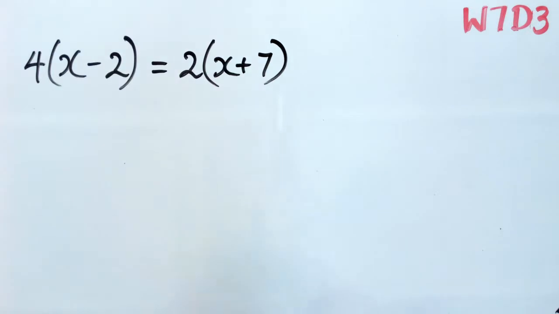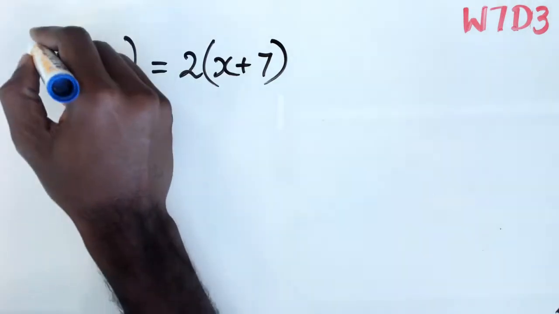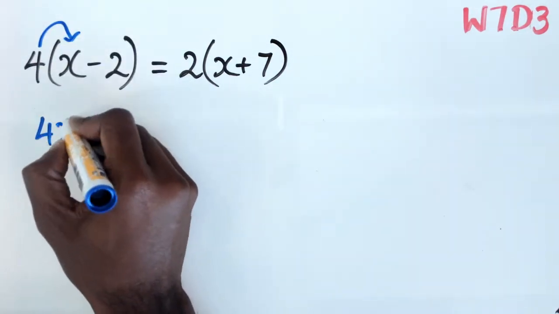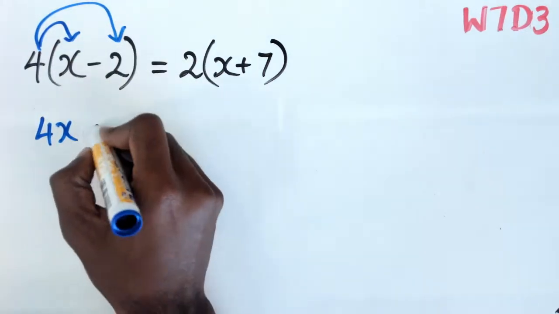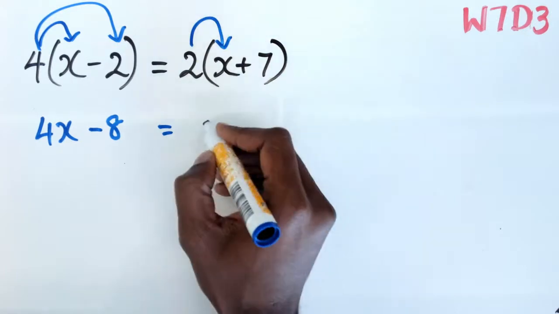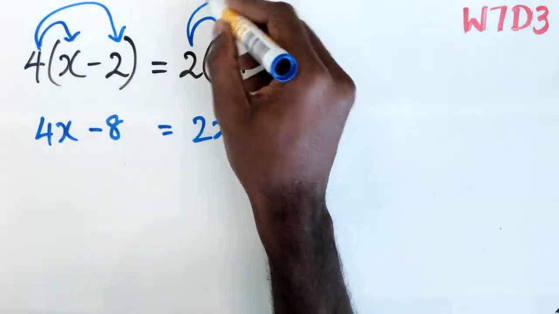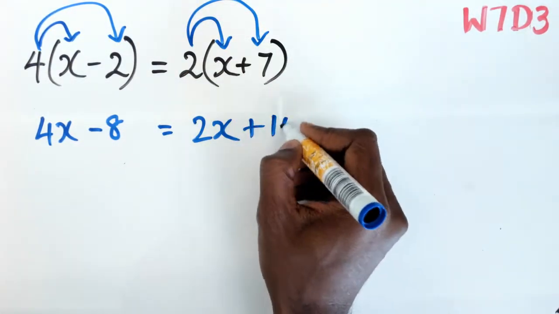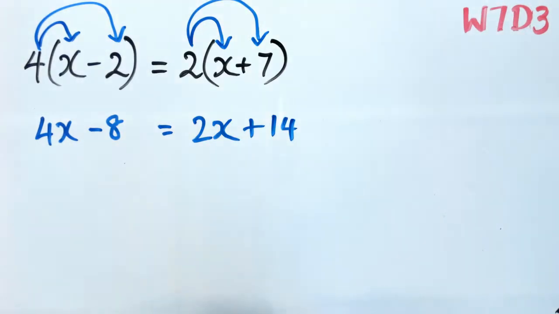So the first step, as usual, I need to get rid of the brackets, so I need to expand. I've got 4 times x, which is 4x. 4 times minus 2, which is negative 8, equals 2 times x, which is 2x, and then 2 times 7, which is 14. Now at this point, I need to rearrange so that all the x's are on one side and all the numbers on the other side.